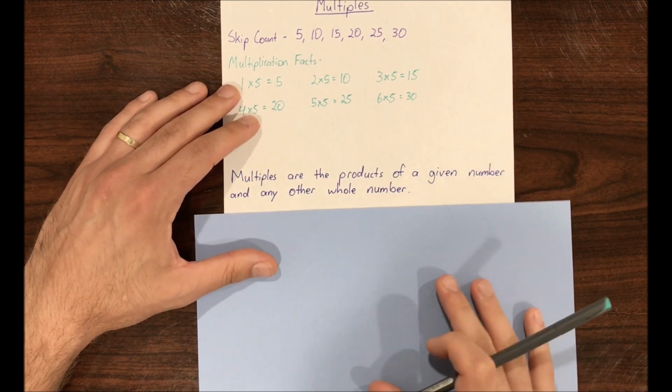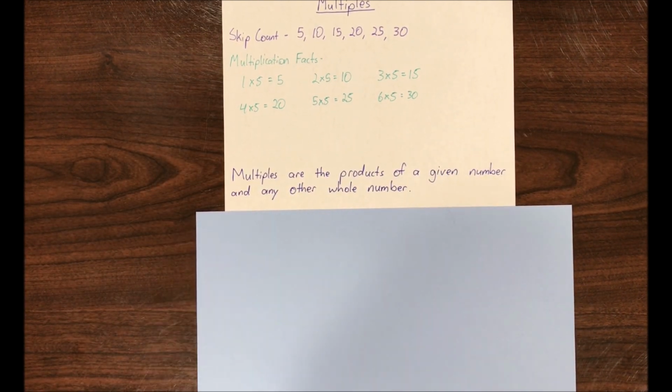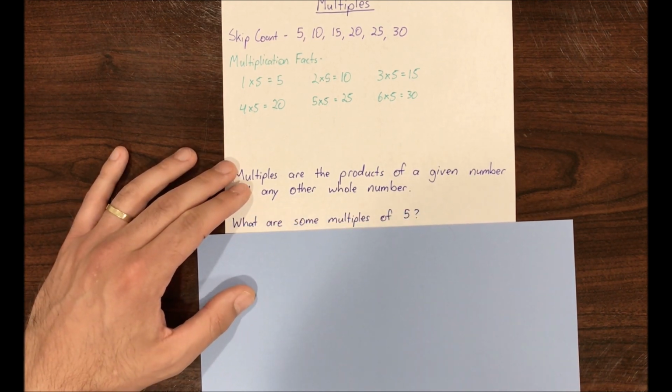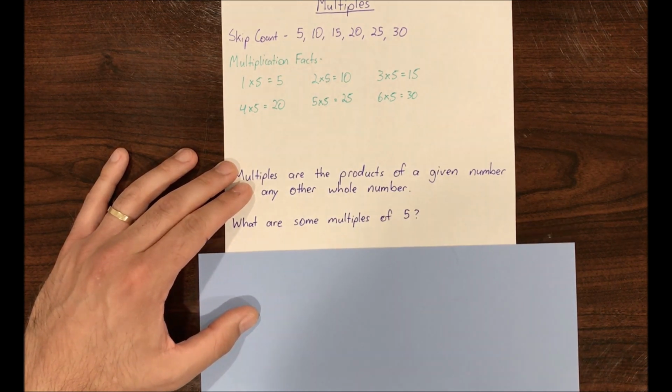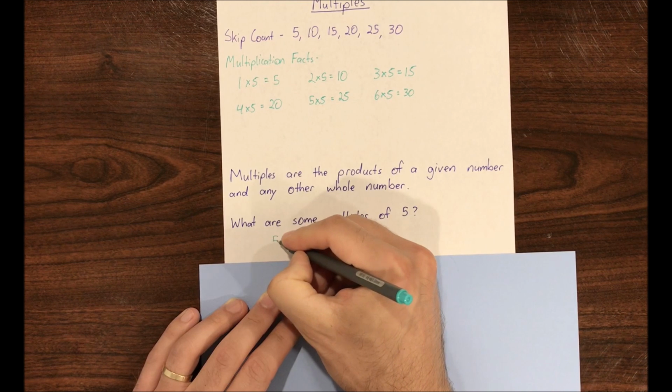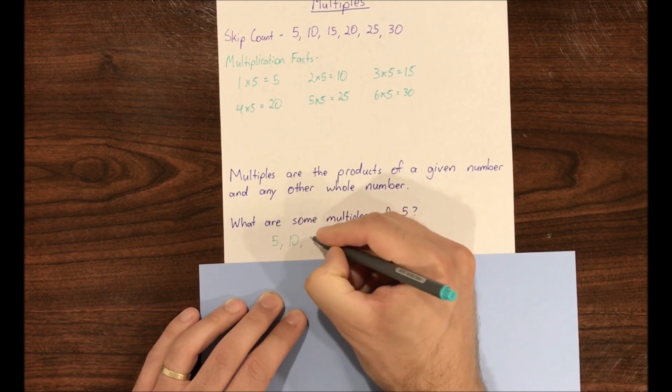Let's take a look at this. I want you to read this with me. Get ready? Go. Multiples are the products of a given number and any other whole number. Okay, so let's think. We just listed above some multiples of 5. What were those multiples of 5 that we just listed? Go ahead and say them out loud.